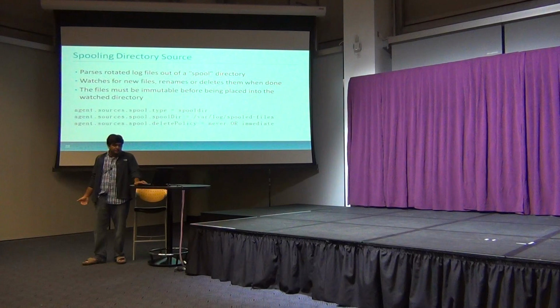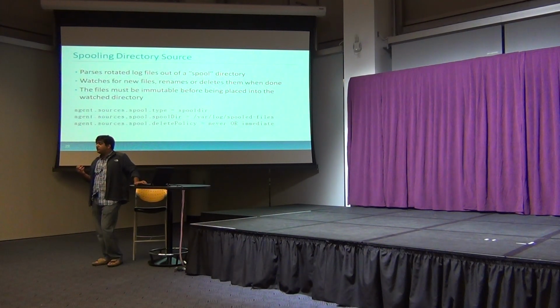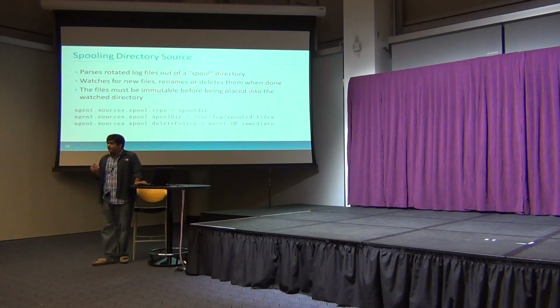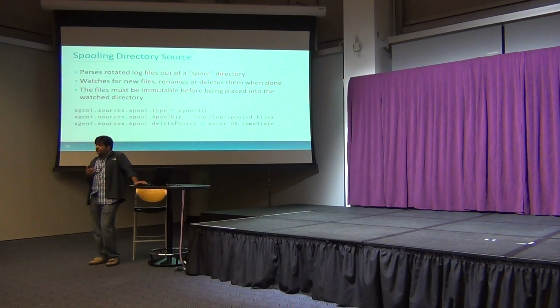Spooling directory source, as we mentioned already, actually just does that. It sits and watches the directory. If new files get copied, it assumes those files are immutable. If the files change, it's going to throw an exception. So you basically roll your logs and move them to a different folder. At that point, you will read the logs and send the data over into the channel.